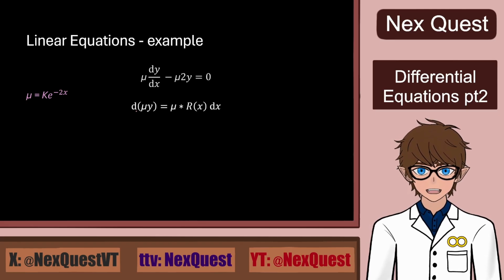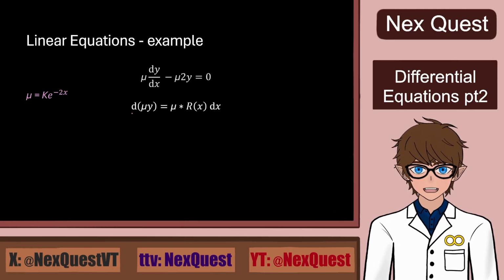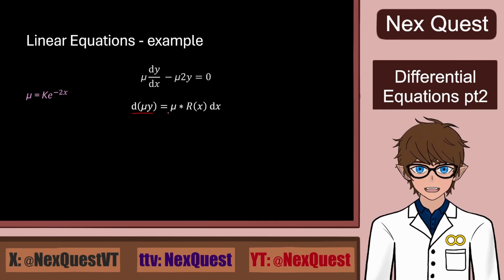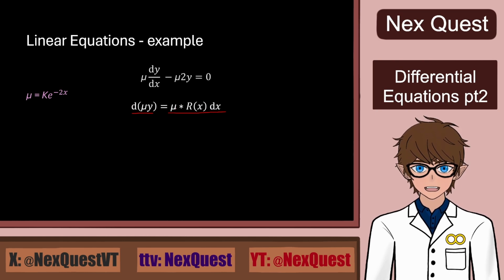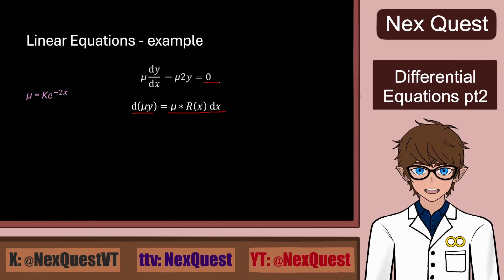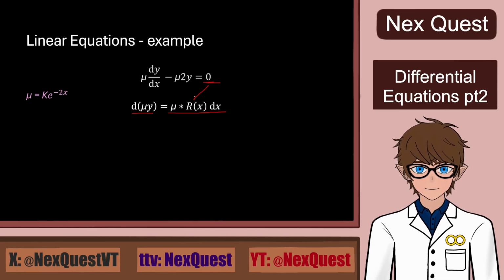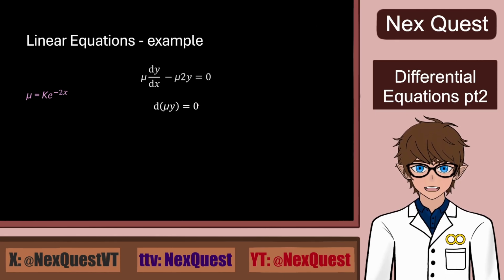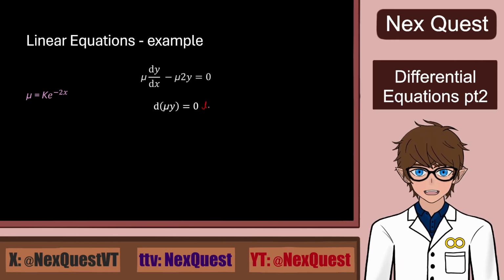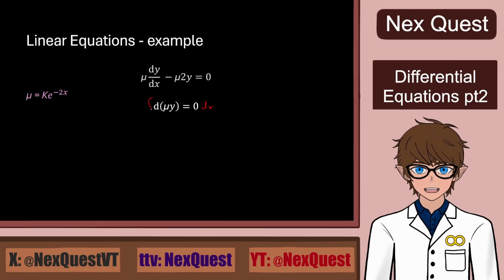Now we equate the product rule part and the right side of the general form. So the differential of mu y equals mu times r of x dx. Now, on the right, we see that we do not have a mu because, well, r of x is 0. So the entire right side becomes a 0. Now, technically, we could have dx here, but it's pointless because nothing changes. So we only have an integral on the left side.